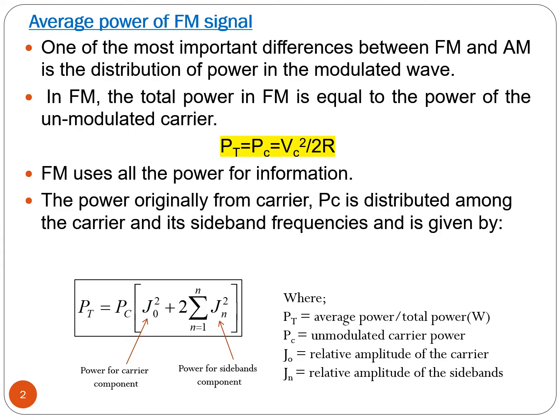Power in FM signal is equal to the power of the unmodulated carrier. It is given by PT equal to PC, also equal to VC squared over 2. That means power in FM is distributed among the carrier and its sideband frequency.